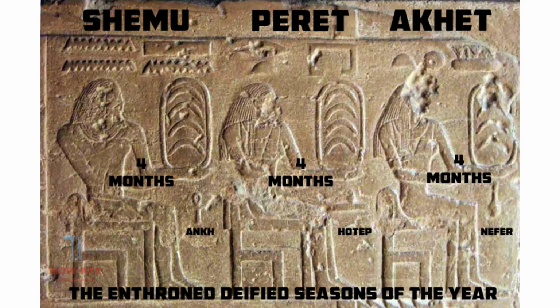You have 4 months in each of those seasons, 3 seasons in a year. And then under it, you have the word Nefer under the first shenu, Hotep under the second one, and Ankh for the third. So those are the enthroned, deified seasons of the year. This is good to know, so make sure you're aware of it. And I'll probably post a link to the tomb where you can find more information about it.